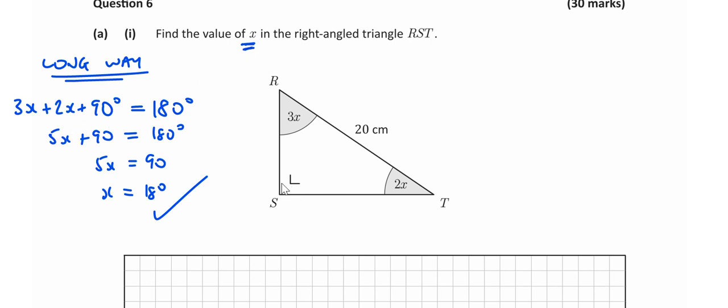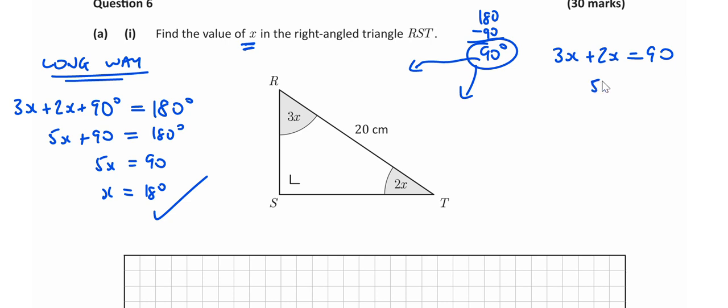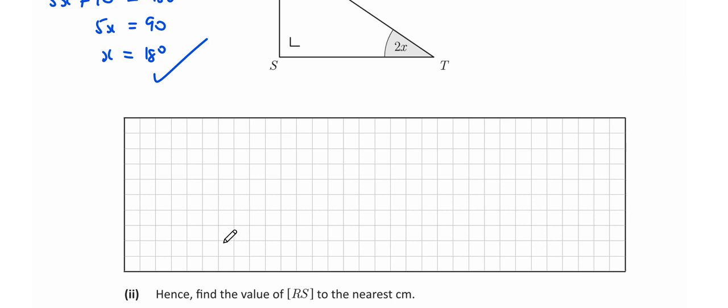I suppose the clever way, you already know that 90 is accounted for in this triangle, and you'd hopefully be able to do this in your head. You'd be saying 180 minus 90, you have 90 left over that has to be shared between the 3x and the 2x. So you're saying 3x plus 2x is equal to 90. That's 5x is equal to 90, so divide by 5, x has to be 18. Now you're not asked for it, but you need to know it for part B actually.